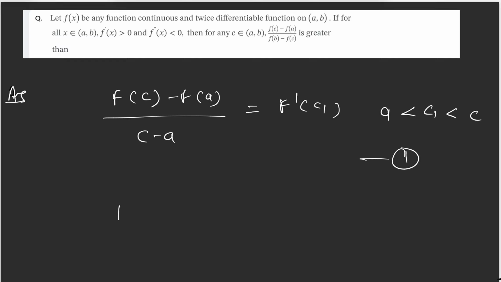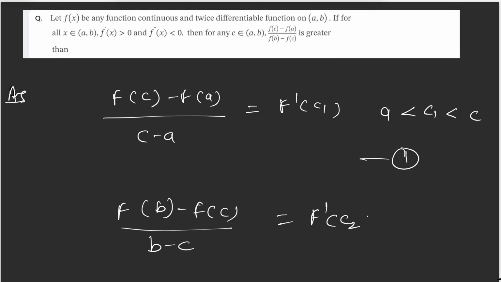Now if we apply again, f of b minus f of c divided by b minus c, so that will be what? f dash, let's say c2, where c2 is again a number between c and b.